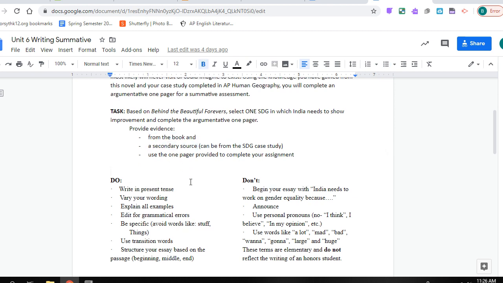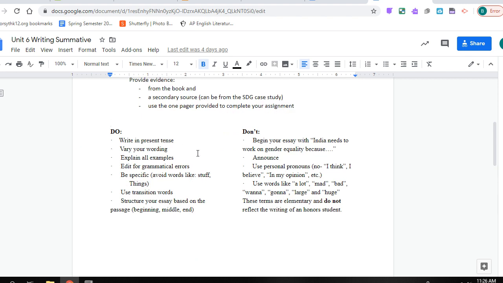All right, so a couple of tips. Do write in present tense, vary your wording, explain all examples, edit for grammatical errors. This is huge. Be specific, all right? Avoid things like stuff, things. Use transition words. Structure your essay based on the passage or based on the novel, essentially, all right?